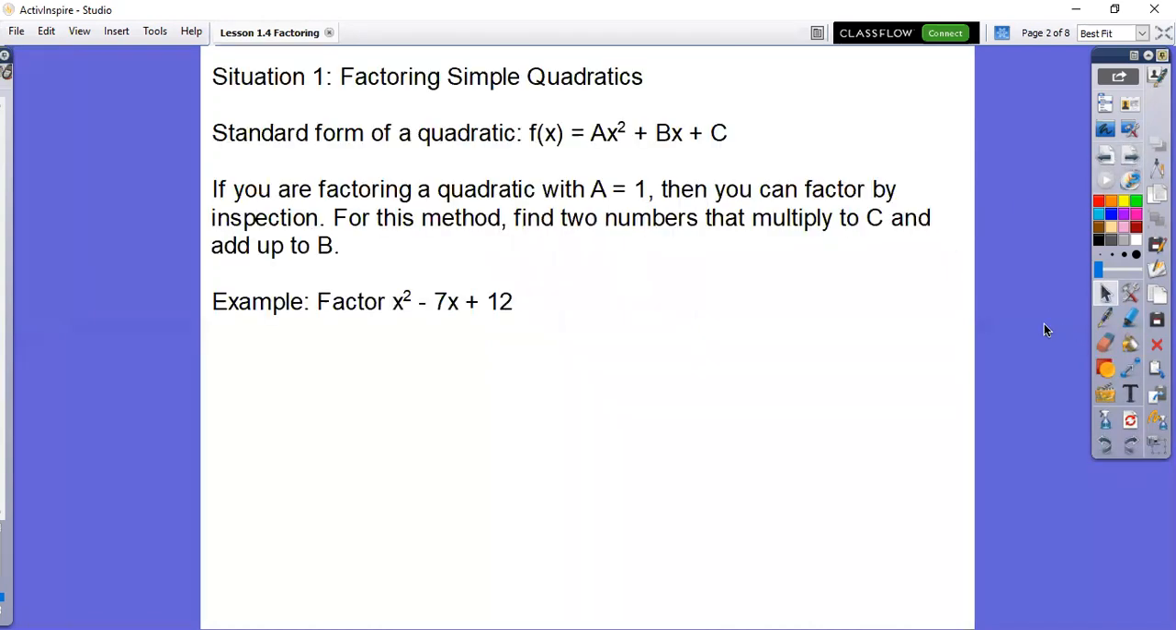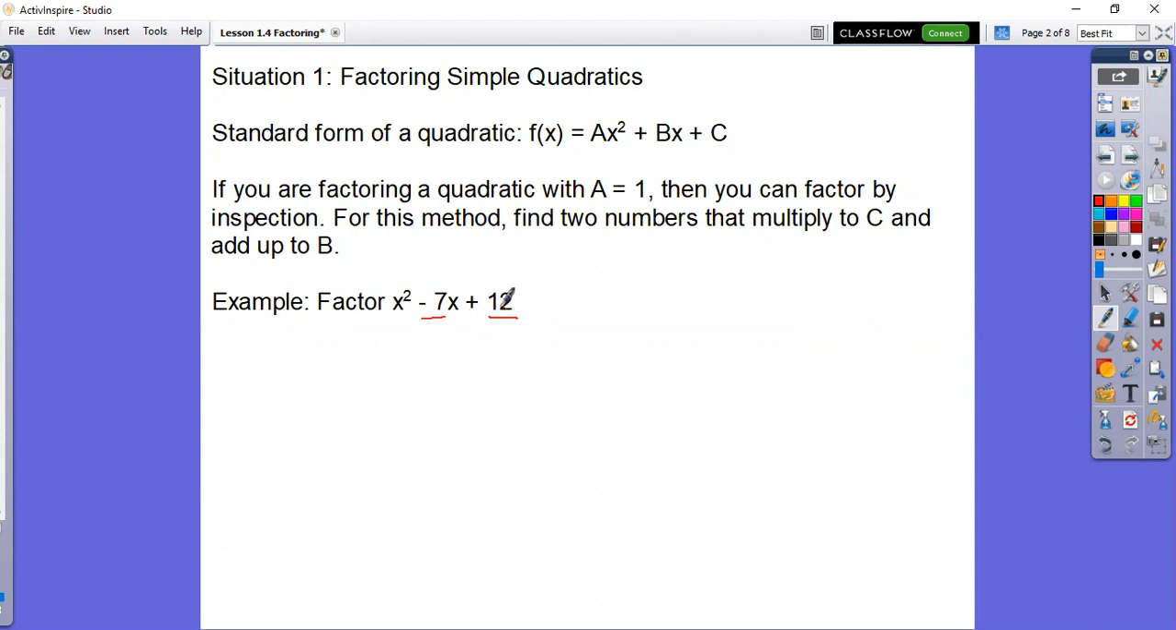So factoring, first thing we're going to talk about is simple quadratics. So what I mean by simple quadratics is the A is just equal to 1. In order to factor one of these, what I want to look for is two numbers that multiply to C and add up to B. Note that this might not always be possible, and if it's not possible, then either A, the factors or the roots are not integers, or B, they don't exist.